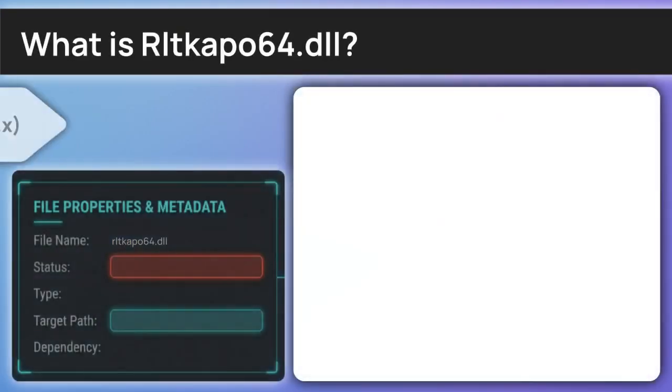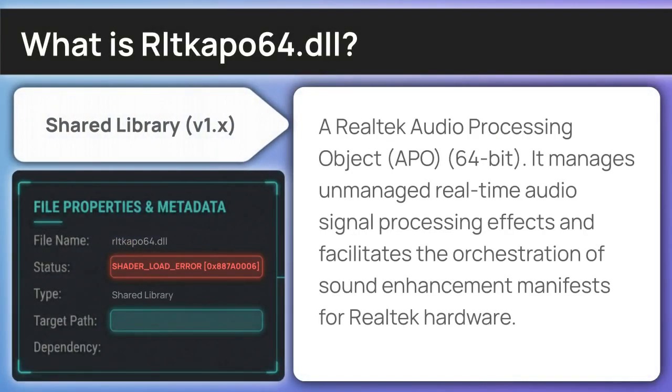This is the rltkapo64, a Realtek Audio Processing Object, APO, 64-bit. It manages unmanaged real-time audio signal processing effects and facilitates the orchestration of sound enhancement manifests for Realtek hardware. Now that you're up to speed on the file's role, let's begin the repair process.